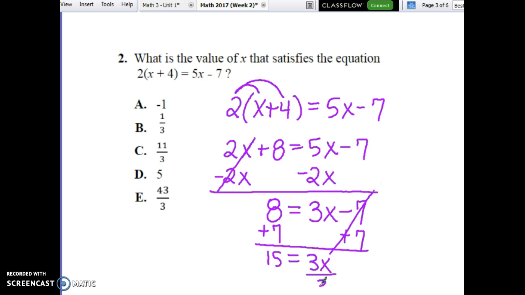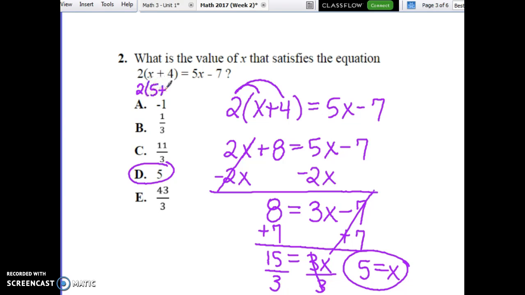And my final step is to undo the 3 that's multiplying the x by dividing both sides of the equation by 3. The 3's will cancel. 15 divided by 3 is 5, so 5 is equal to x. And since it's an equation, you can plug in to your original equation and check to make sure it works. So make sure when you plug that 5 into both sides, the equation stays balanced.